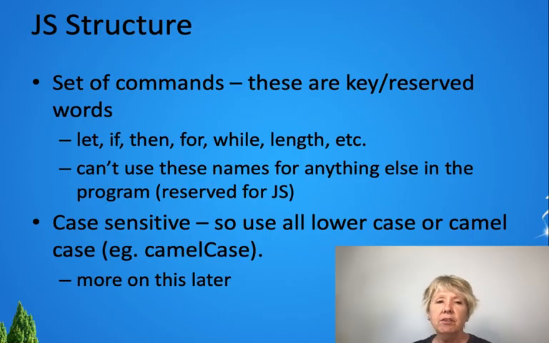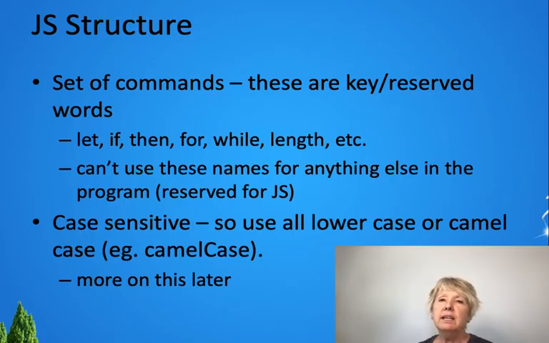So that saves us a little bit of a hassle. Okay, so the structure of commands in JavaScript. These are the key or reserved words that JavaScript has. So they're basically the command set. Some examples are let, if, then, for, while, length, etc. Okay? You cannot name things that you create in your program using those keywords, because those are reserved by JavaScript for its use for commands, and it wouldn't know the difference otherwise.